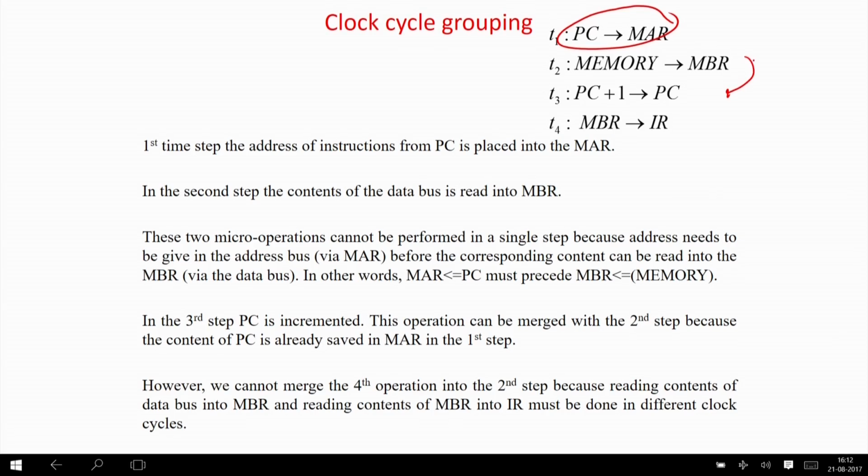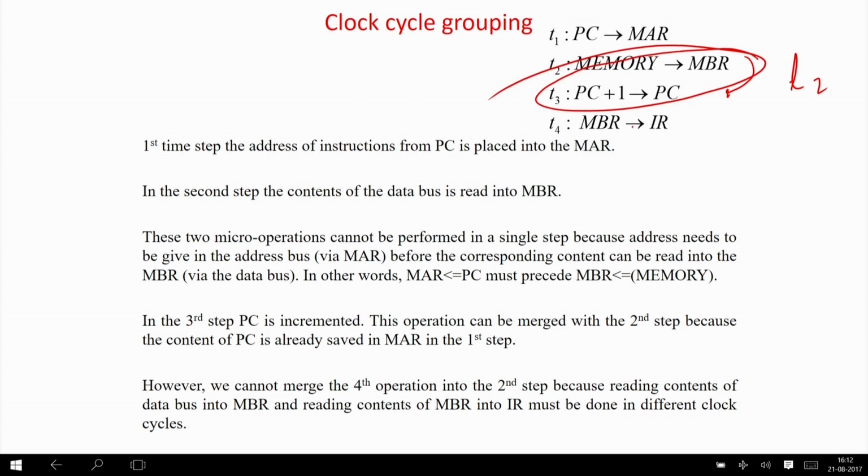So, it is very obvious that I can merge step 2 and 3 together, because after reading the value of the program counter to the memory address register, my job is done. I am free at hand. So, if you are free at hand, then I can reuse the PC, in this case incrementing it by 1. So, taking the data from the memory to the memory buffer register and the program counter increment, these 2 micro instructions you can do in time step 2, because they are 2 non-dependent micro instructions.